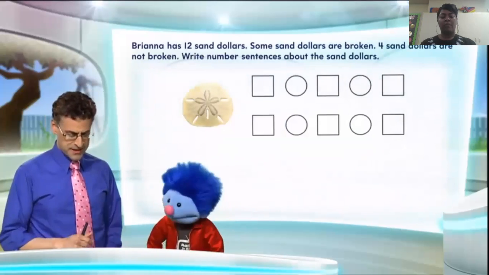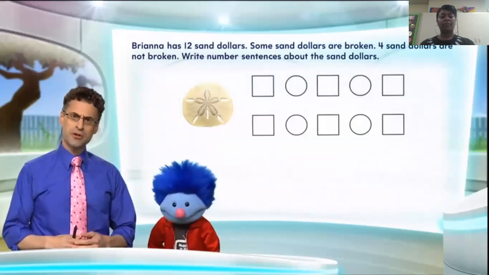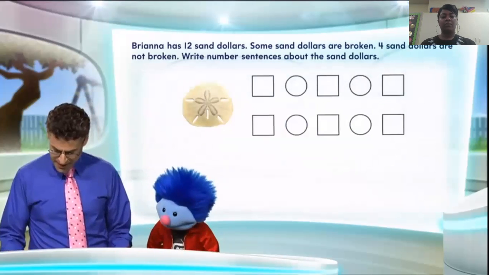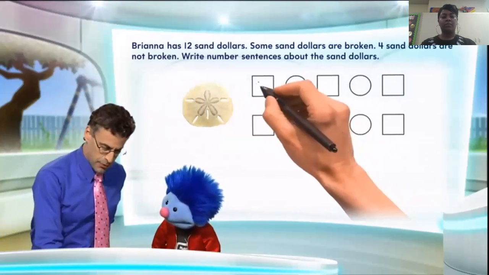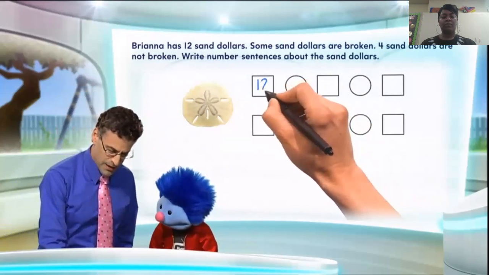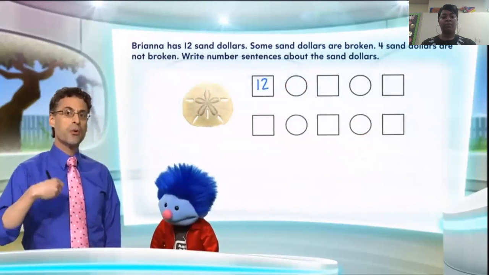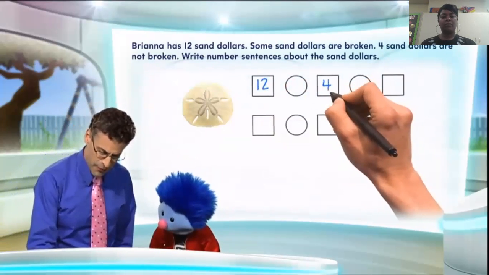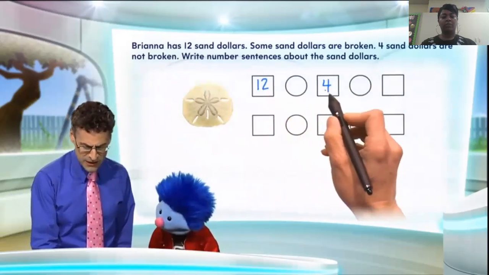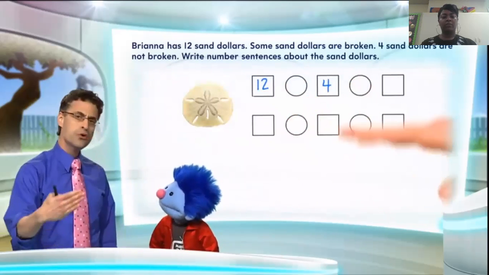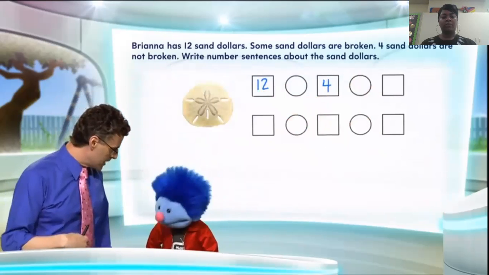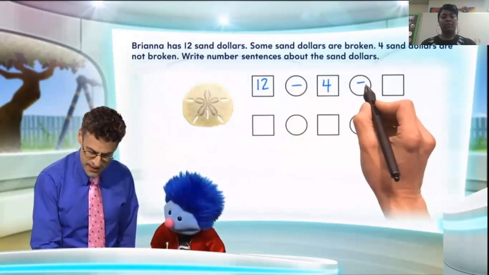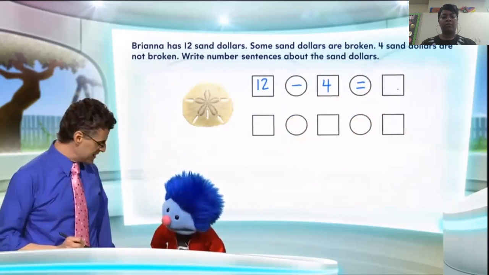Okay, well, let's write some number sentences about sand dollars. So we have 12 all together, and we know some are broken and some are not broken. So if we want to think about how to write a number sentence, we have 12 all together, and we know that 4 are not broken, so the rest would be the broken ones. So I could write that 4 here, and then what am I going to want to do? Do I want to take 12 and add the 4? No. I'm going to take 12 and remove the 4 sand dollars that are not broken, and the rest will be the ones that are broken. So I'm going to write the minus symbol, and then I put an equals, and now I have to figure out what that is. That's right.